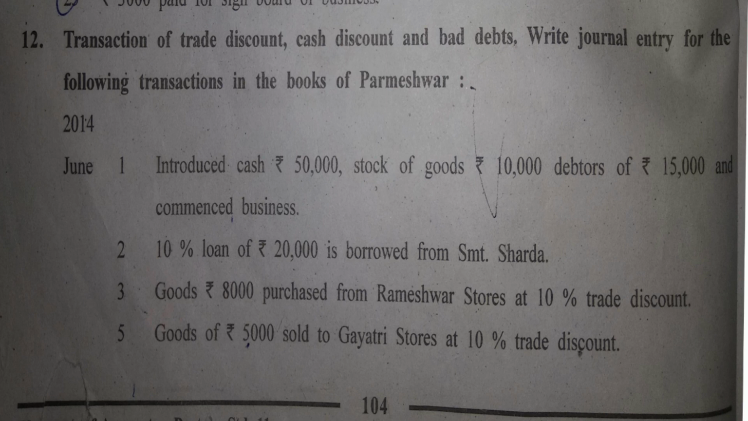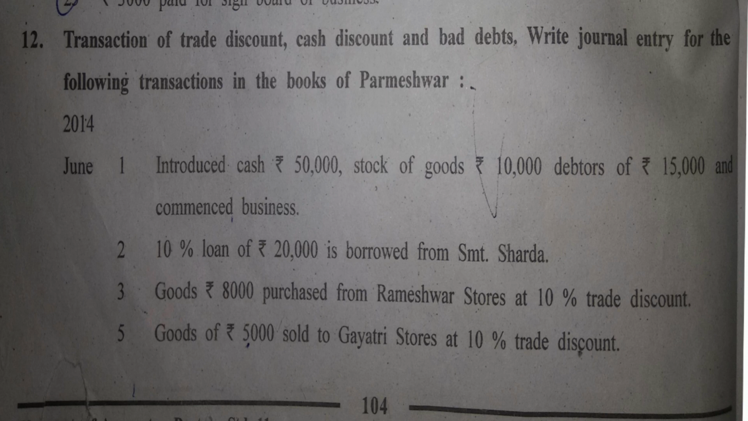This transaction firstly is a credit transaction. Goods of rupees 8,000 have been purchased from Rameshwar stores at 10% trade discount. It is nowhere mentioned whether the amount has been paid or received. If we have purchased, then it is about the payment. So this is a credit transaction. Journal entry. Purchase account debit. Who is the giver? Rameshwar stores. To Rameshwar stores account. Amount will be 7,200.